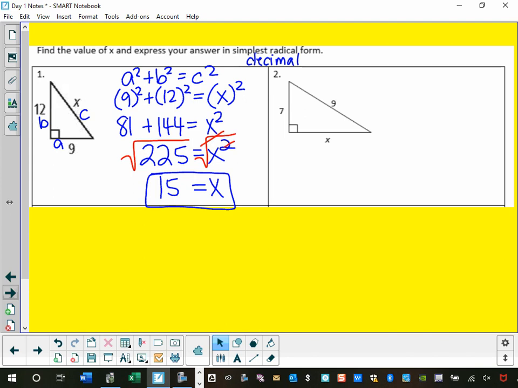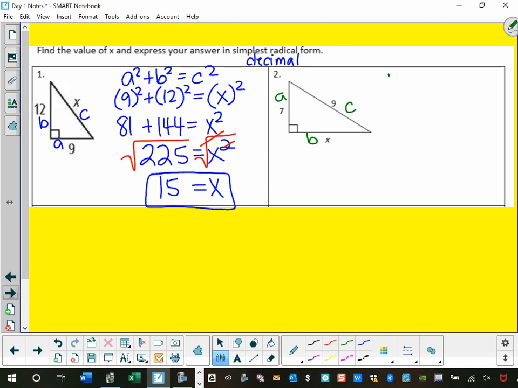All right, Kenzie, look at number 2. I have 7, x, and 9. Which one is my hypotenuse? 9. Good. So let's call that b. All right, what do you want to mark a and b? 7 is a. All right, and x is b. That works.